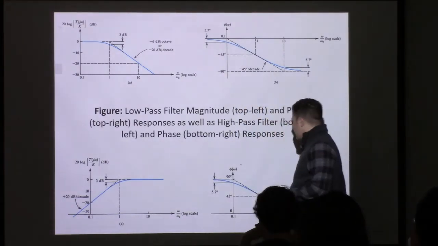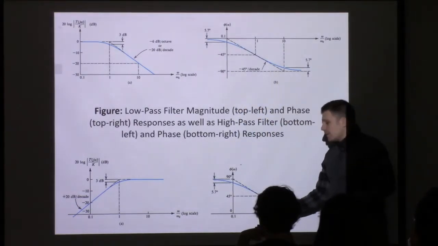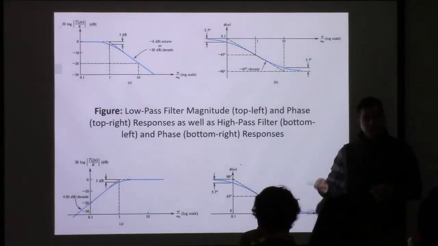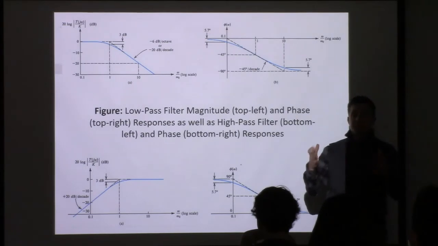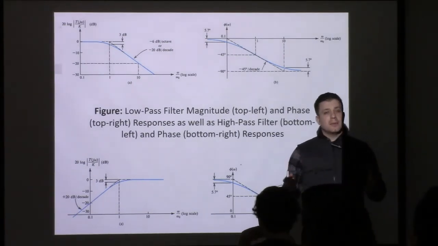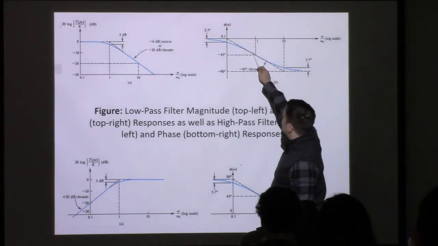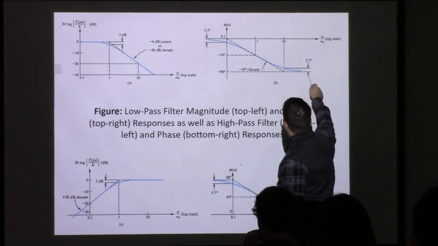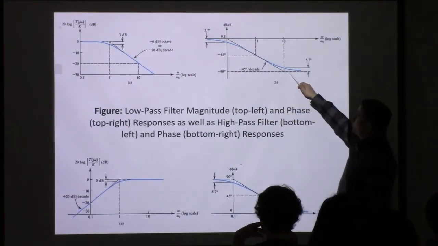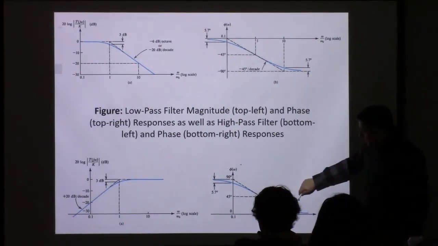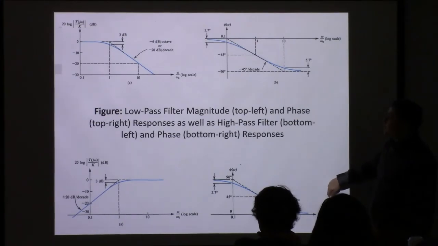For a high-pass filter, negative 45 degrees. For a high-pass filter, the value is positive 45 degrees. So if you put in a sine wave with the same frequency as the corner frequency, it'll be shifted by positive 45 degrees. For the low-pass filter, as you go higher and higher, the shift will move towards negative 90 degrees. As you do it for the high-pass filter, it'll shift to 0.